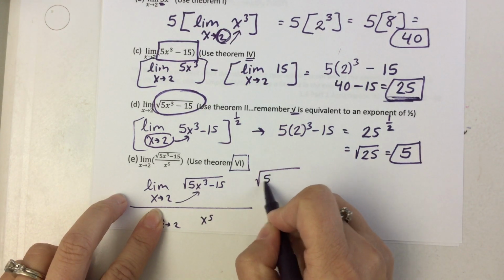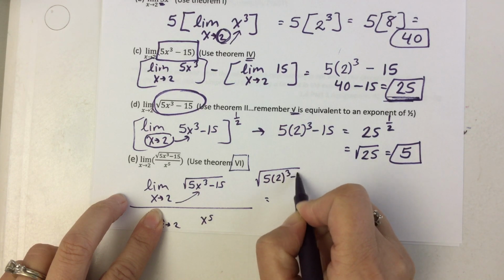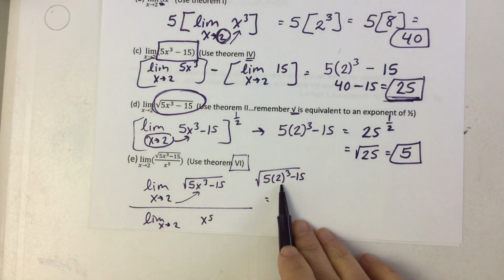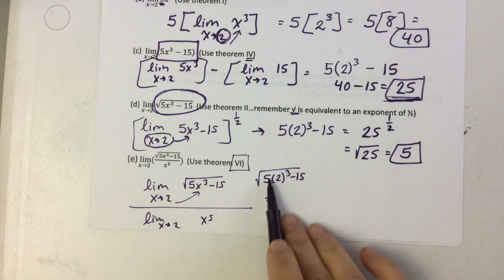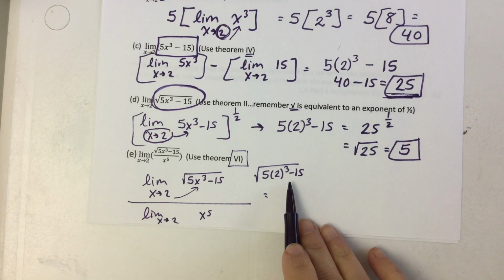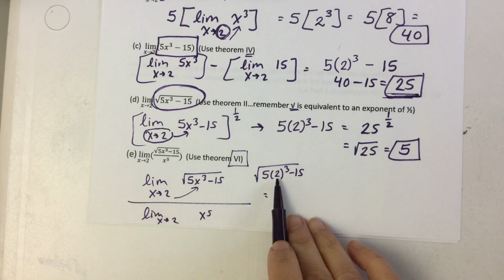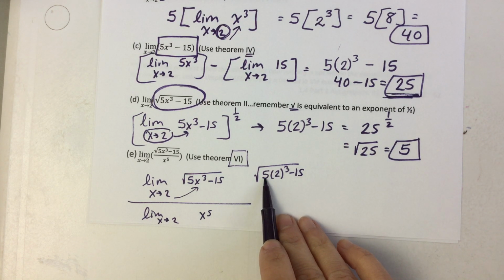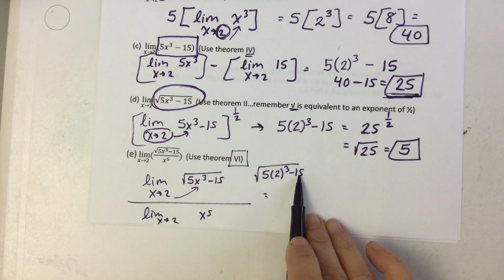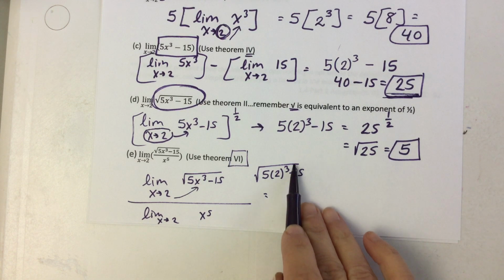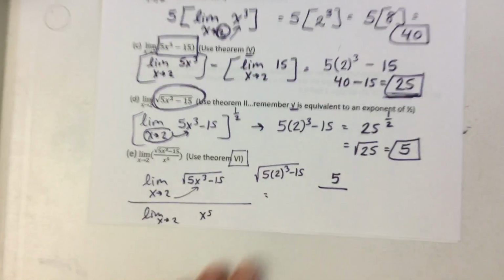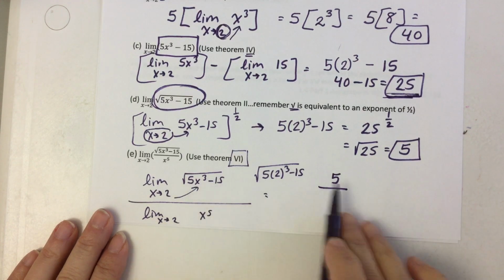So it's the square root of 5 times 2 cubed minus 15. Order of operations, you always simplify underneath a radical before you actually take the square root. 2 cubed is 8. 8 times 5 is 40. 40 minus 15 is 25. The square root of 25 is 5. So the limit of this is 5.